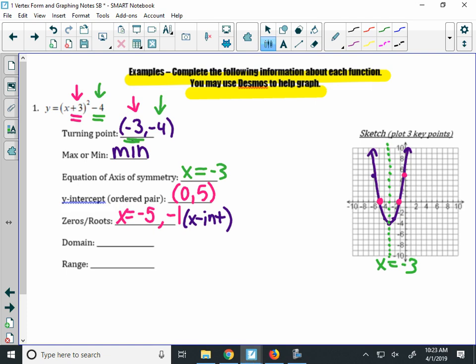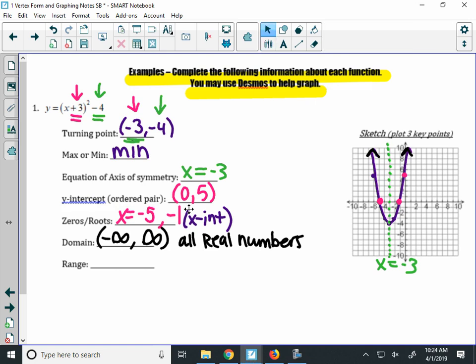Domain, left to right. We've done domain in this class. Well, on the left of my graph is an arrow. My domain on the left, then, I would say, is going towards -infinity. And to the right, I have another arrow, which means my graph goes to positive infinity. For every single parabola, our domain is always -infinity to infinity, or all real numbers. Your graph goes on forever in the left and right direction.